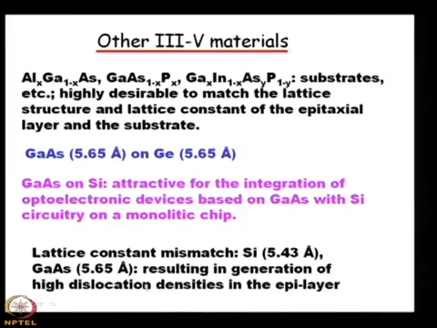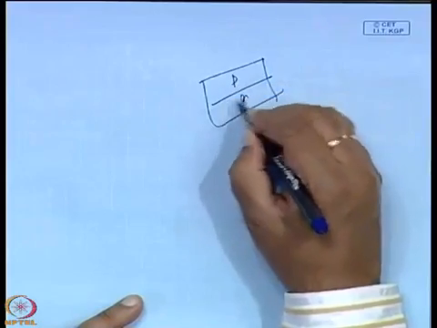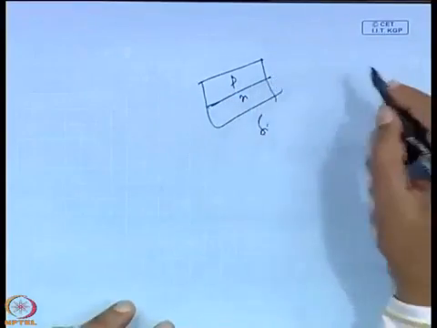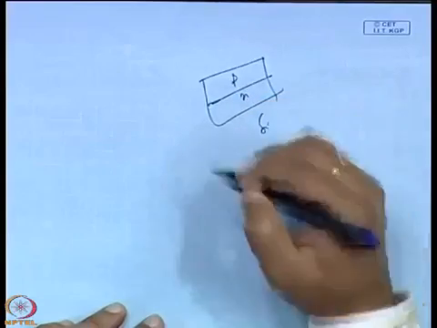Now, this dislocation density you can reduce if you can match the lattices, but for silicon and gallium arsenide it is not possible, though there are some ways people have been trying. How to reduce these defects in such mismatched heterostructures? Why heterostructures? Because when we talk about a silicon p-n junction, it is not a heterostructure, it is a homojunction, because p and n are of the same material.